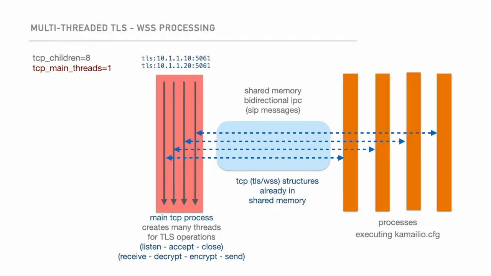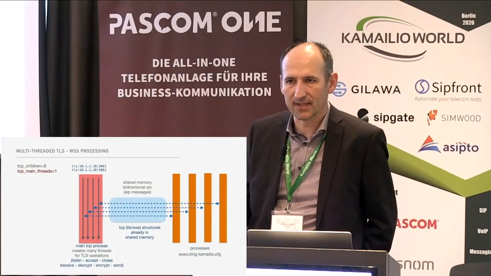We'll discover how many TCP workers you have, and for each of them, we'll create a dedicated thread. Between the thread and the corresponding process, it's like a bidirectional communication pipe. So each process will use that thread as a worker for encryption, decryption, and quick sending over TLS, as in the case of SIP over TLS or WebSocket secure.